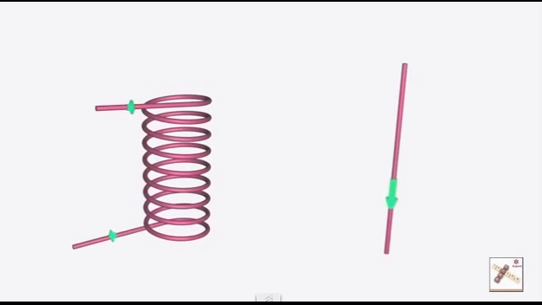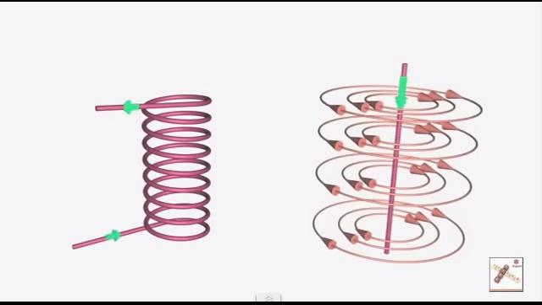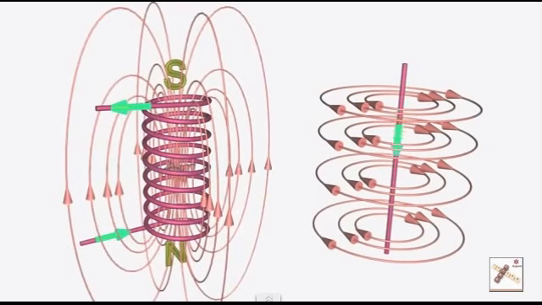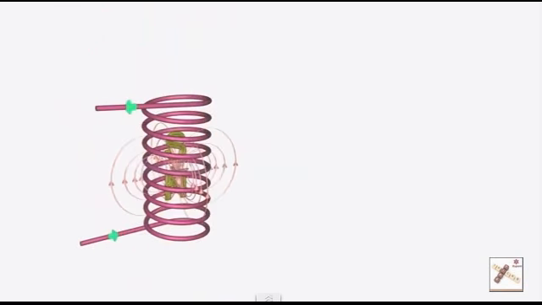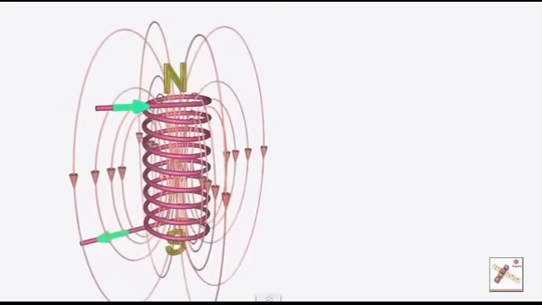A current-carrying conductor produces a magnetic field around it. The magnetic field produced by a coil will be as shown in the figure. With the fluctuating nature of the alternating current, the magnetic field associated with the coil will also fluctuate.